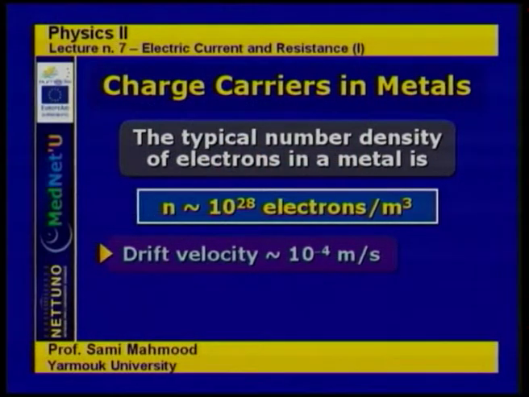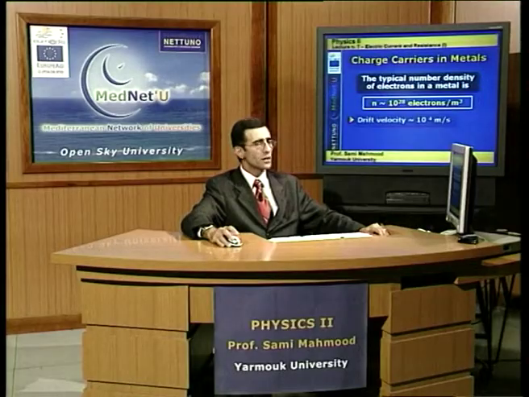Accordingly, if we substitute this number density in the previously obtained formula and take into consideration typical cross-sectional areas of the conducting wire, like 1 millimeter square or so, we obtain a drift velocity as a consequence of the application of the electric field of 10 to the minus 4 meter per second. That is the drift velocity of the charge as we apply the electric field across the conducting wire. It's some sort of an average velocity of the flow of charge across the conductor.